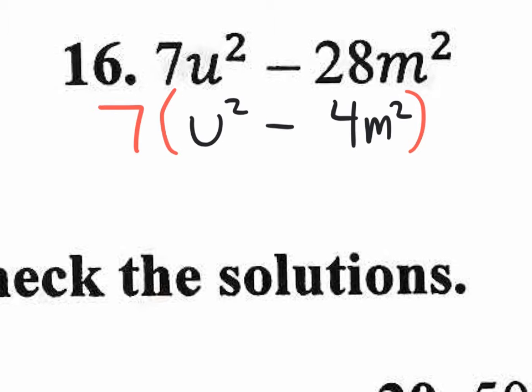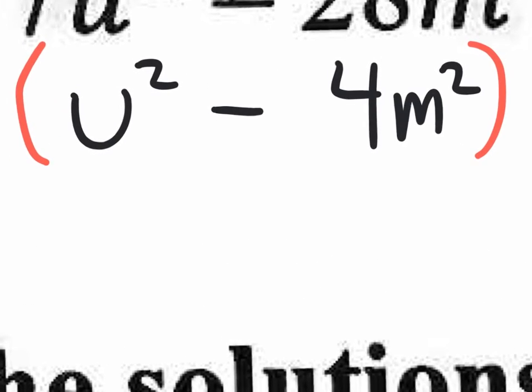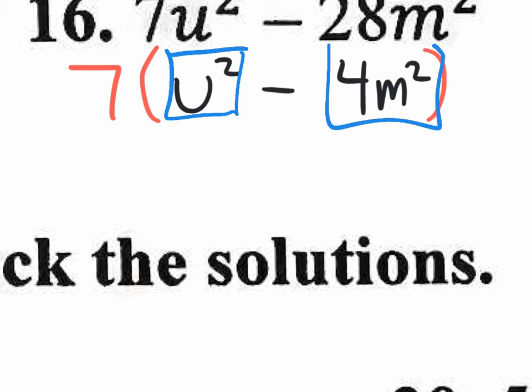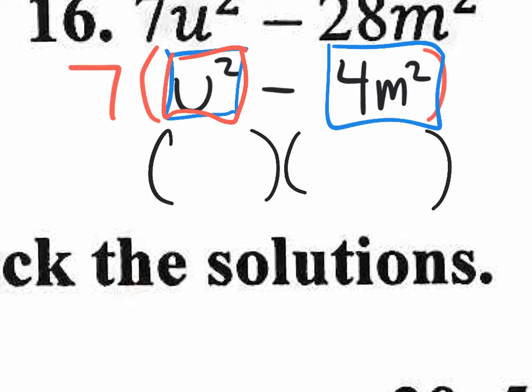Now, on the inside, we do have a difference of 2 squares. That was from the previous section. So I am going to square root each of those. I'll do the first square root in red. So here's my answer format. What is the square root of u squared? The square root of u squared is u. What is the square root of 4m squared? The square root of 4m squared is 2 with an m. So we really have a u and also a 2m.